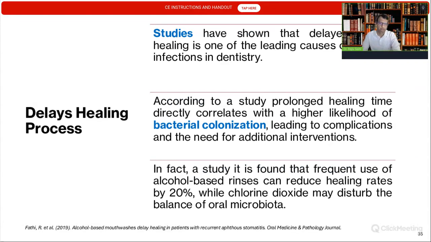Studies have shown that delayed wound healing is one of the leading causes of post-operative infection. So by using all these alcohol-based products, we are delaying the healing process and increasing the chances of secondary infections, as we discussed initially. Definitely, when you have delayed healing, there is a higher chance of bacterial colonization, Staphylococcus, Streptococcus, as we discussed initially, and there are more chances of systemic infection being involved.